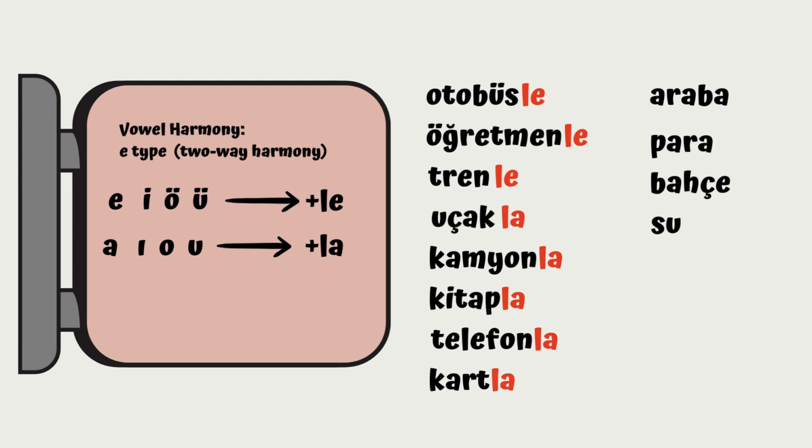If you have a vowel at the end, then we need a buffer sound. Remember that. So again, we need to put y. So arabayla, parayla, bahçeyle, suyla.